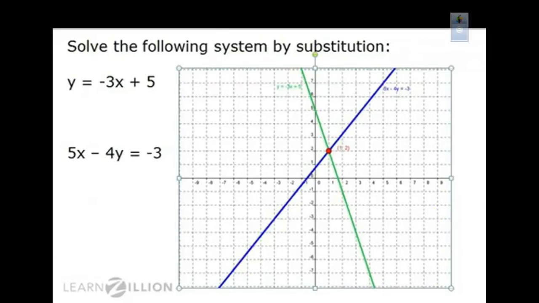Finally, as a check step, we could graph both equations, and when you do that, the solution is the point of intersection. In this case, it is (1, 2). So our answer is (1, 2). So now you know how to solve systems of equations algebraically by substitution when one equation is in slope-intercept form.